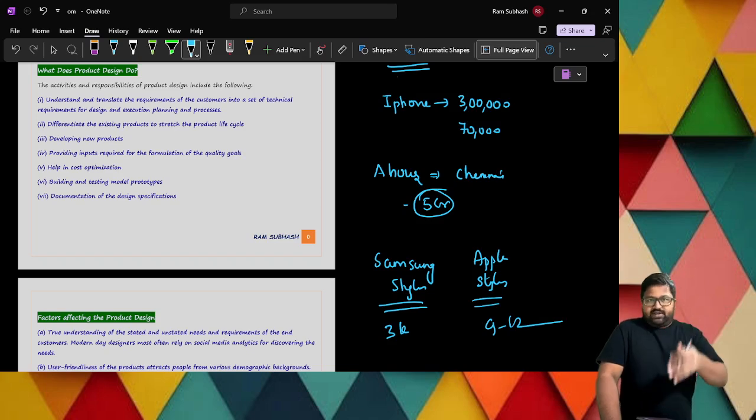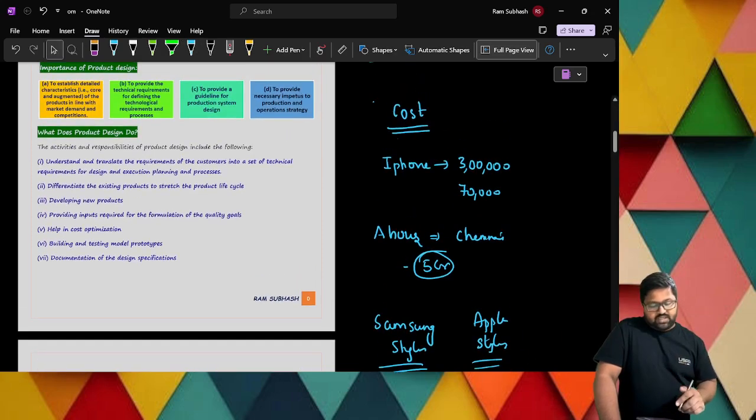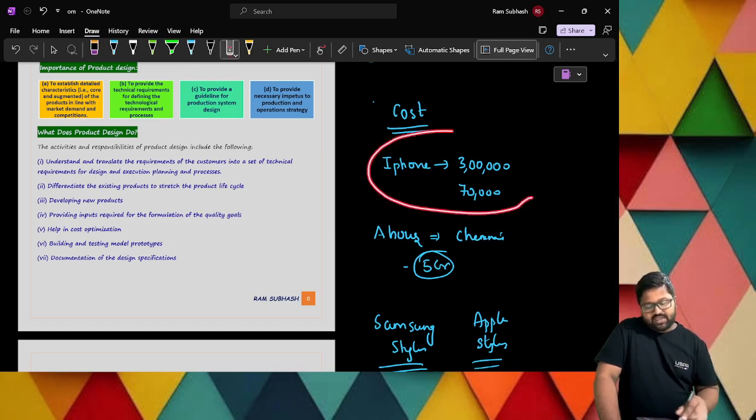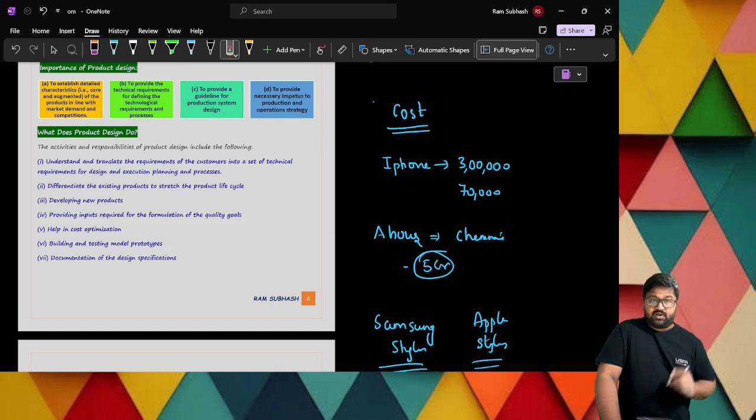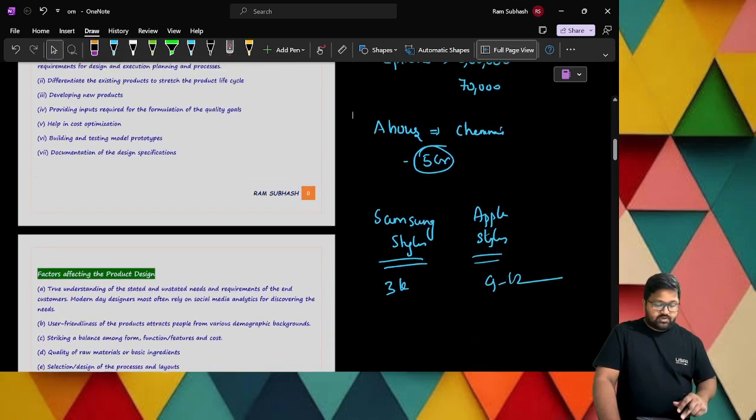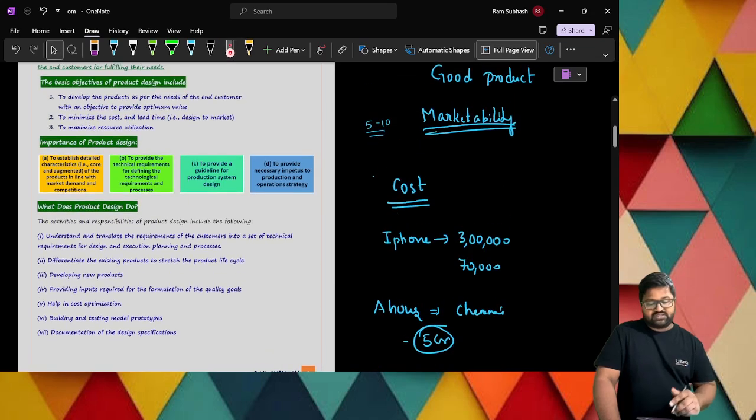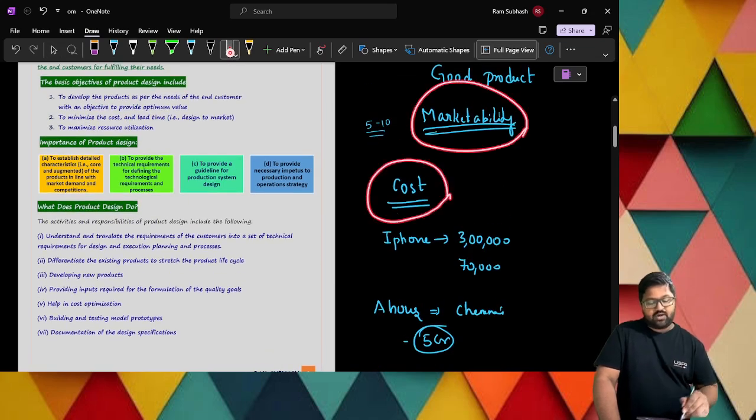The quality is excellent, but for your comparison I'm telling. For example, if I have a thought to buy an iPhone for 70,000, but the actual price they quoted is 3 lakhs, it has quality, but it is more price. I feel discomfort to buy that. Superb. So this is the second feature which makes a product good. First feature marketability, second one cost.